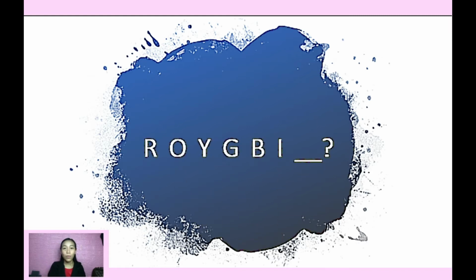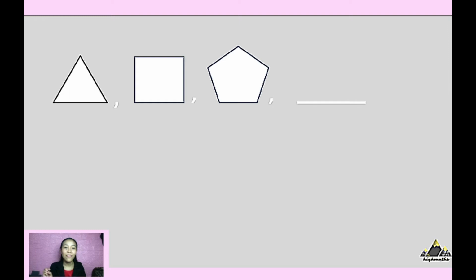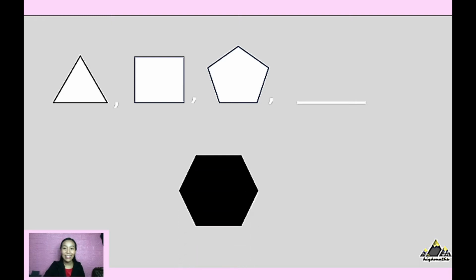ROYGBI. What will be the next letter? That's right, letter V. PEMDA. What's next? Yes, letter S. What if a triangle, a square, a pentagon? What would be the next? Yes, a hexagon.